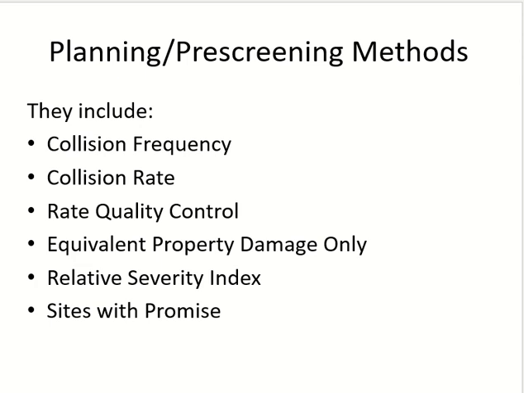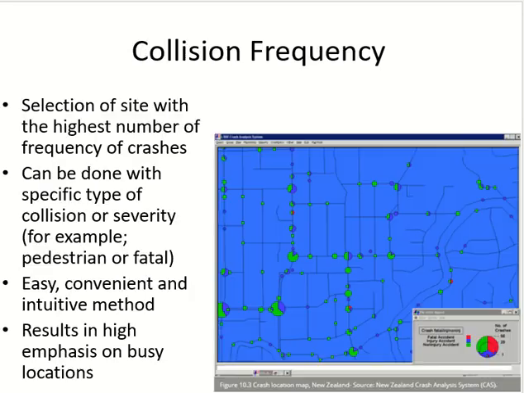What methods can we use for pre-screening? I told you what pre-screening means: selection of the site. So selection of the site can be done by one of these methods, or maybe more than one of these methods. They are not all the methods. There are other methods as well, but we will be going through only these ones.